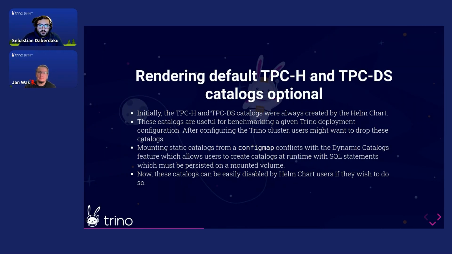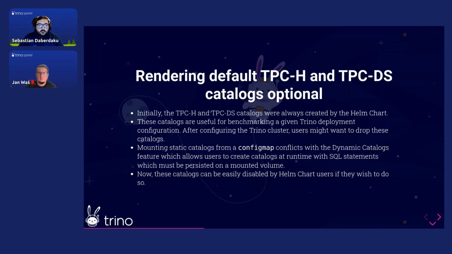The first contribution to the Helm chart I'm talking about is making the default TPCH and TPC-DS catalogs optional. By default, the Helm chart will create these catalogs, providing a set of schemas to support the corresponding database benchmarks with the same name. These connectors can be used to test capabilities and query syntax of Trino without actually having to attach or access an external data source. And these are also very useful if you are fine-tuning the performance of your cluster.